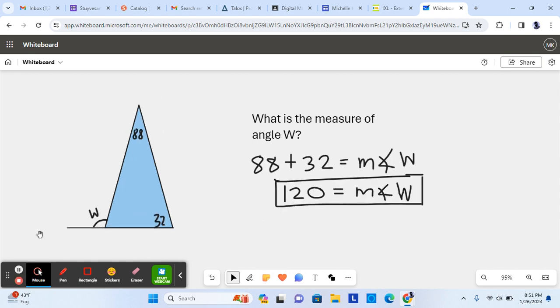So for the last question, we have what is the measure of angle W, and it's once again on the outside of the triangle. So we need to find the two remote interior angles, which are 88 and 32, and add them up, and that gives us 120 as the measure of angle W.